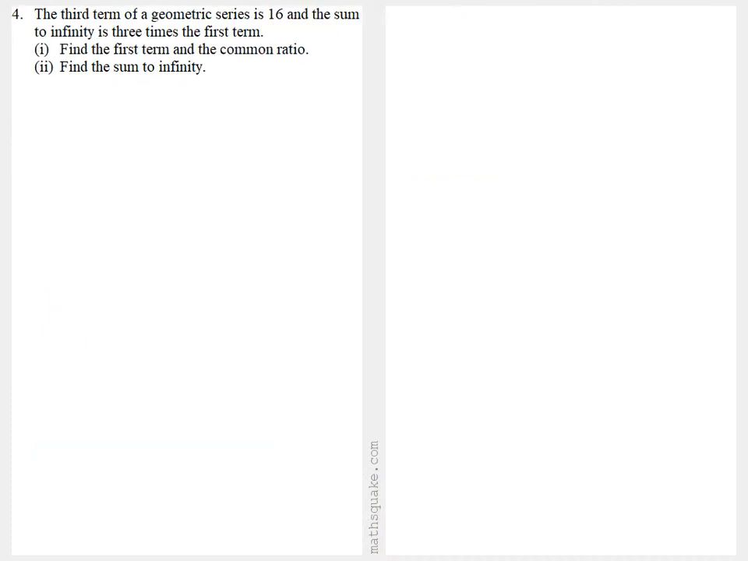Now in question 4, we're told the third term of a geometric series is 16, and the sum to infinity is 3 times the first term. Find the first term and the common ratio, and then find the sum to infinity. Well, to solve this, we have t3 is 16, and the sum to infinity is 3 times t1. Now the third term is 16, means ar squared equals 16, and the sum to infinity is 3 times the first term, means a over 1 minus r is equal to 3a.